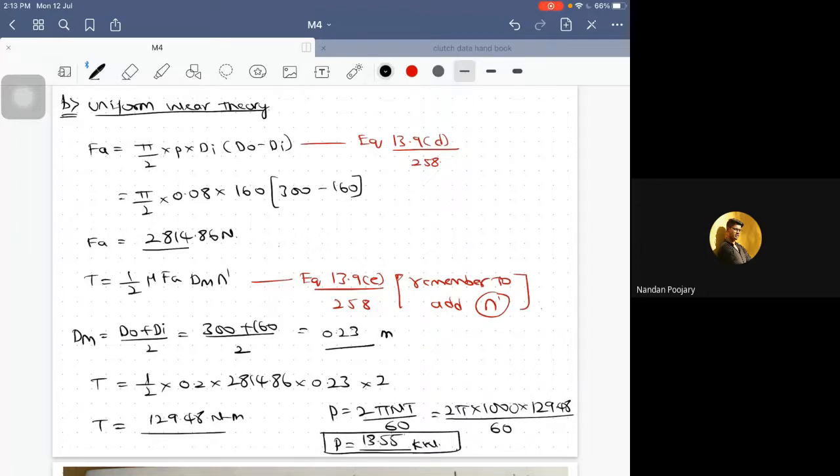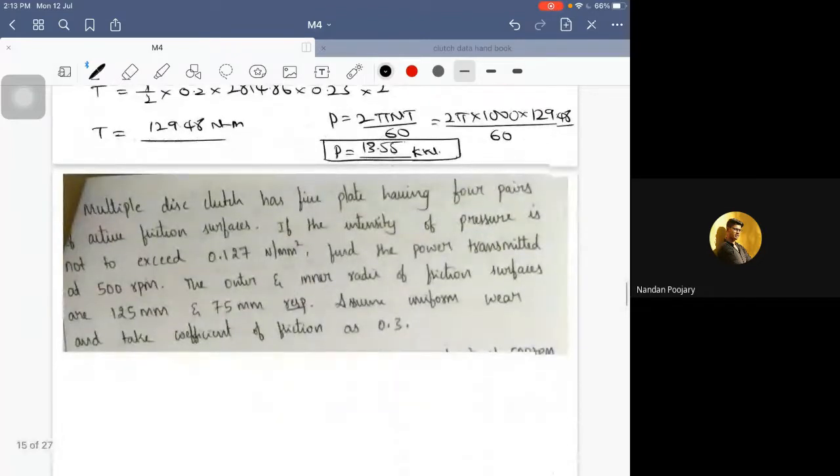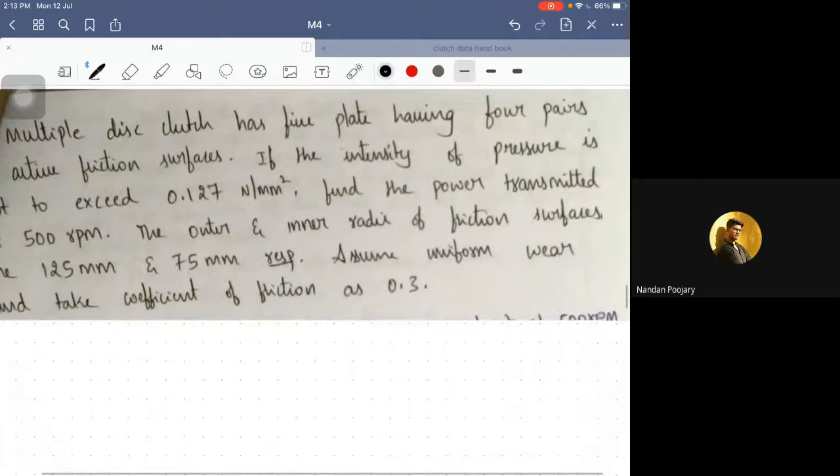So it is a basic level problem where you will get to know how to calculate the power based on two different analyses, uniform pressure and uniform wear. So we'll see multiple problems on this. Please do take down the next problem. We'll start in a couple of minutes.